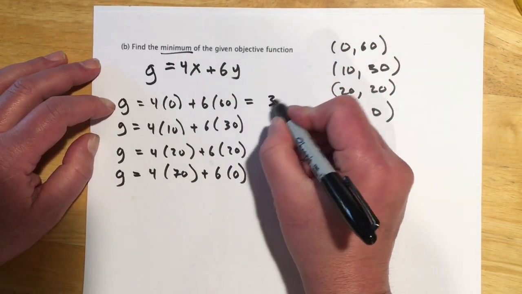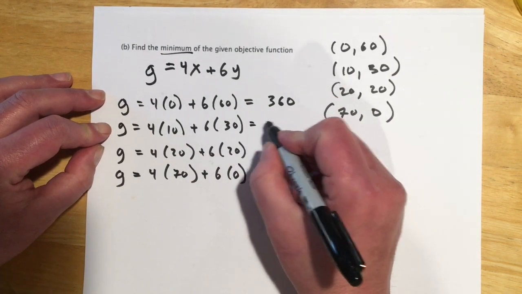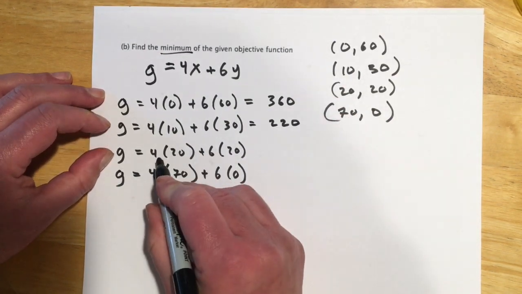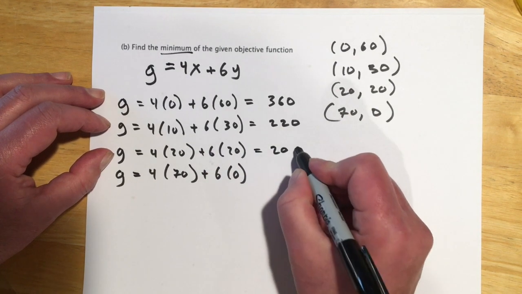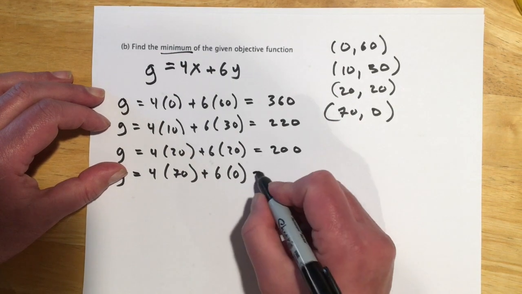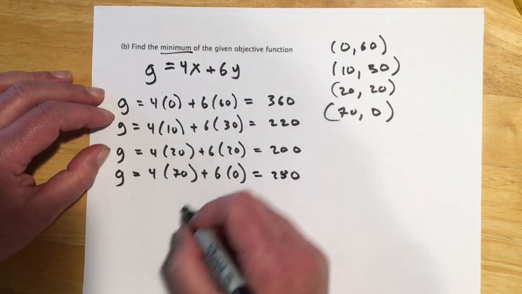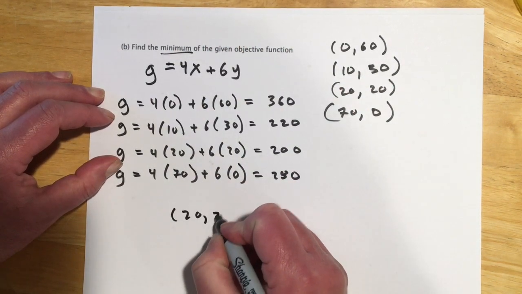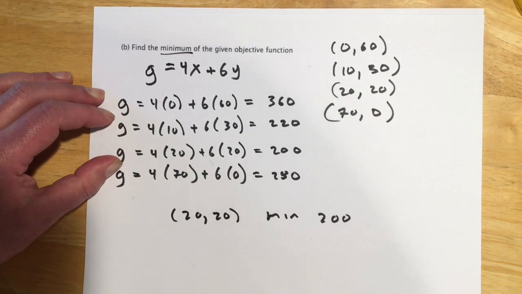First one comes out 360. Second one comes out 40 and 180, so that'd be 220. Third one is 80 and 120, so that's 200. And last one's going to be bigger than that, 280 even. So we're looking for the minimum, so that's going to happen at 20, 20. And the min would be 200.